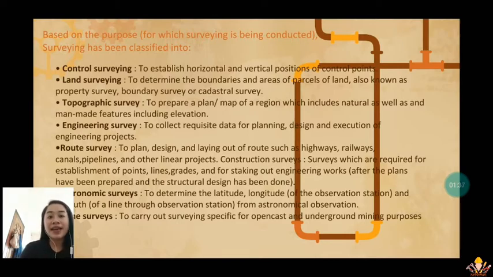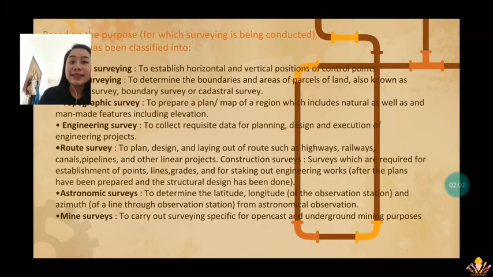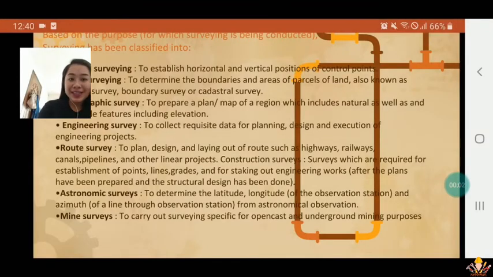So we also have next the topographic survey to prepare a plan map of a region which includes natural as well as man-made features including elevations. Next, engineering survey to collect requisite data for planning, design, and execution of engineering projects. We also have the route survey, which is to plan, design, and lay out routes such as highways, railways, canals, pipelines, and other linear projects.